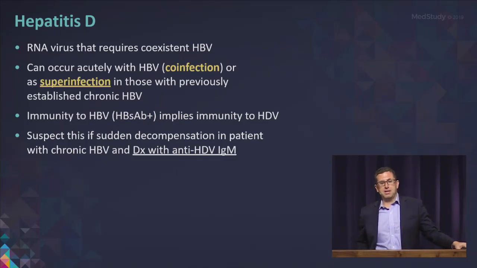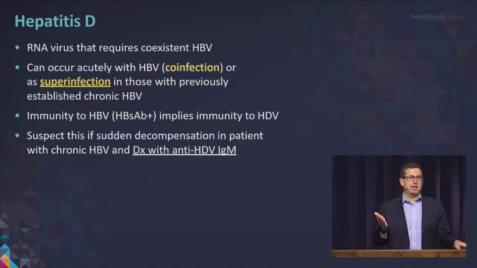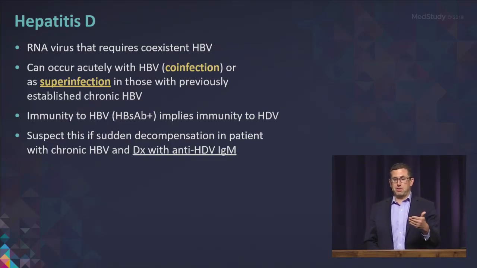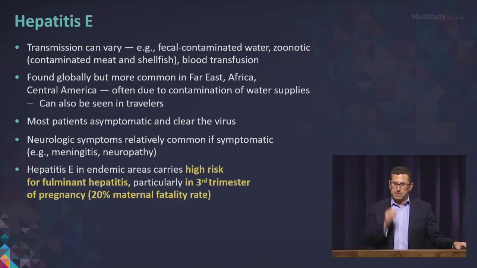Hepatitis D, the key thing about this is that it requires coexistent Hep B. So it can occur acutely with a Hep B at the same time, so that's called a co-infection, or it could occur as a superinfection, meaning that someone has Hep B for many years and all of a sudden they get Hep D on top of it. And that could lead to what looks like a Hep B exacerbation, but it's actually a Hep D superinfection. Immunity to hepatitis B with positive surface antibody implies immunity to hepatitis D. And again, suspect this if you have a patient with Hep B who all of a sudden has a sudden decompensation. You definitely want to check Hep D serologies to see if they have superimposed hepatitis D.